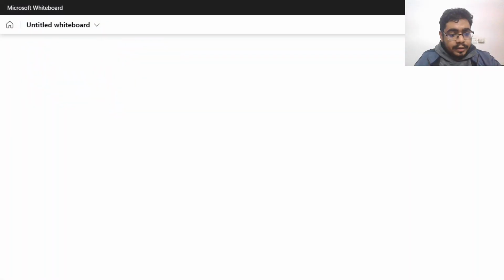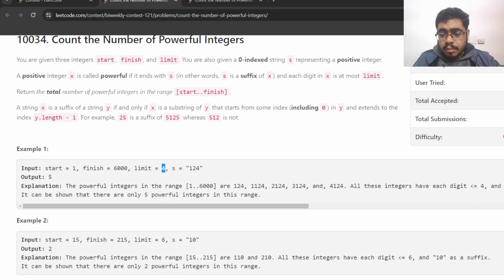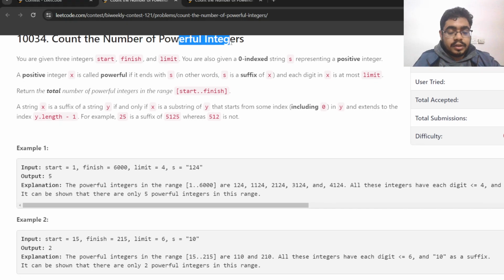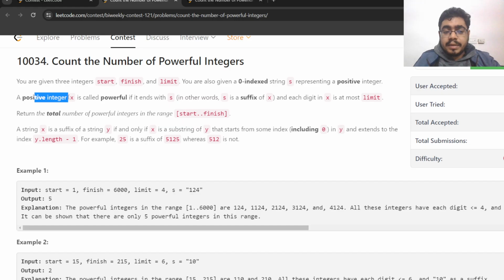So let's go to our problem statement first. This problem statement says we need to count something known as powerful integers. So what is a powerful integer? They have defined a powerful integer as a positive number x that should end with a string s, or it should have a suffix of s at the end. So for example, if my s is 124, then any number like 124, 2124, 3124, or even things like 723124, as long as they have 124 at the back, they are powerful integers.